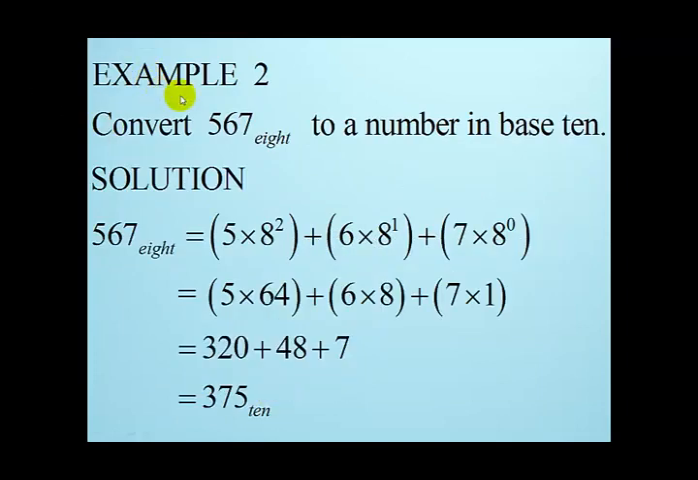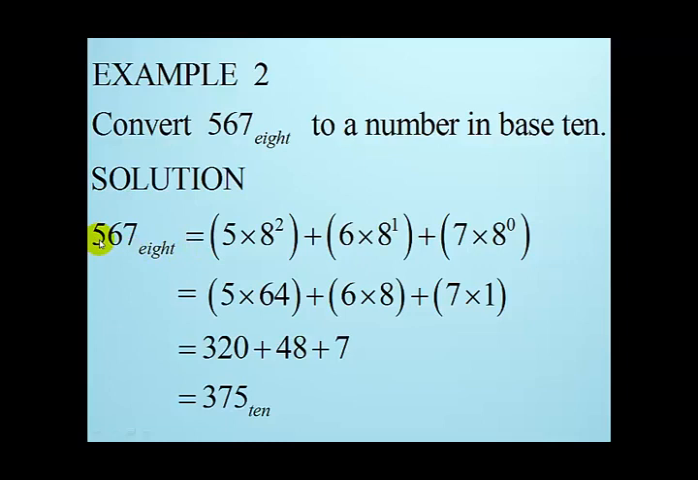Example 2. Convert 567 base 8 to a number in base 10. Now let's look at the solution. Given 567 base 8 to convert to a number in base 10. Here we are going to multiply the digit by the base one after the other, as we did in example 1. So 5 times 8, plus 6 times 8, plus 7 times 8.